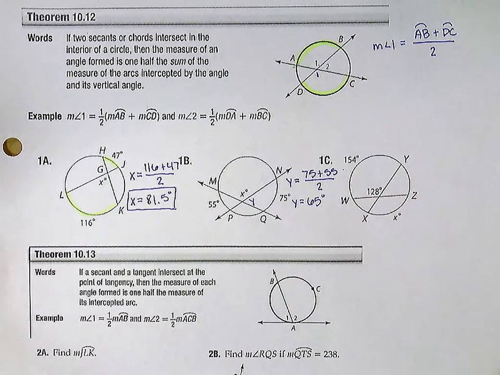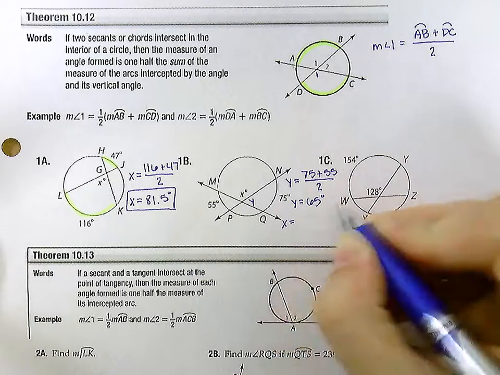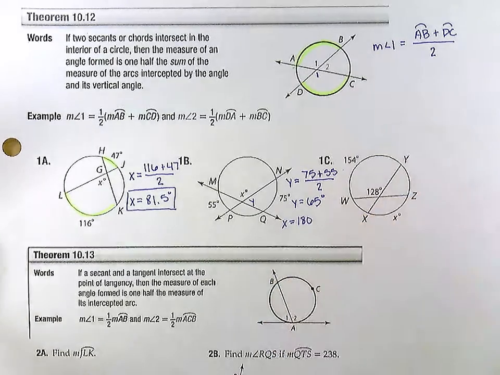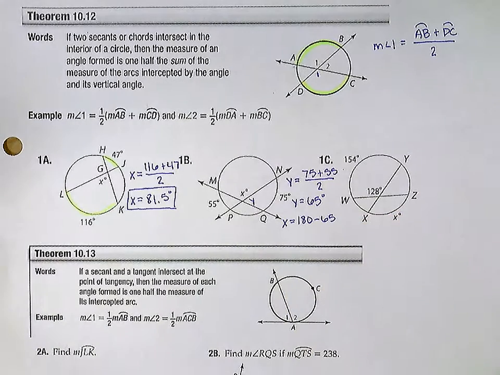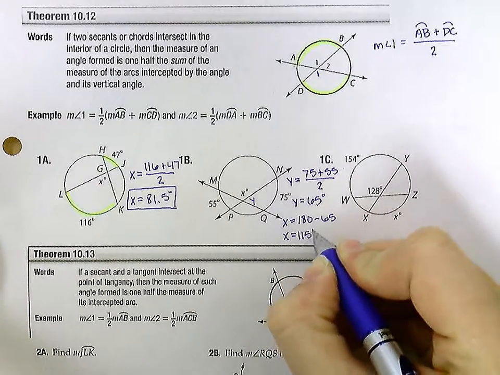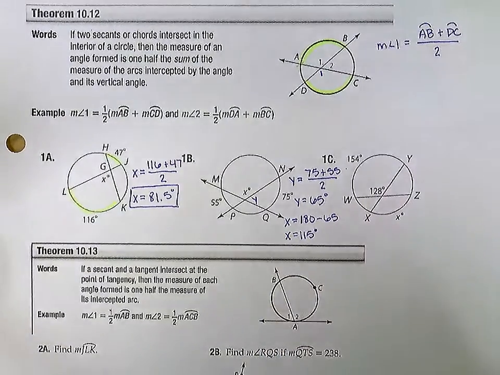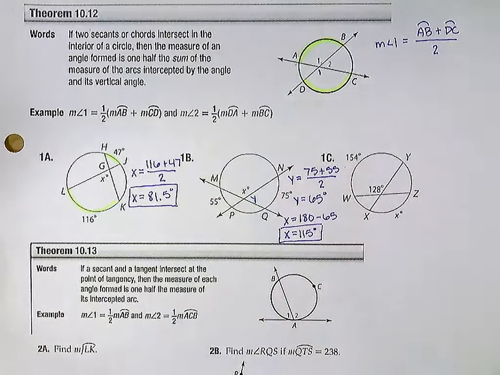Now again, that's not the angle I was looking for. So what I want to do is find x. And to find x, since they form a straight line, we'll take 180 and subtract that angle from it. That's 115 degrees. Okay, does that make sense?